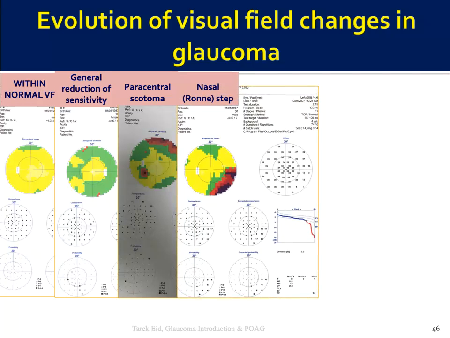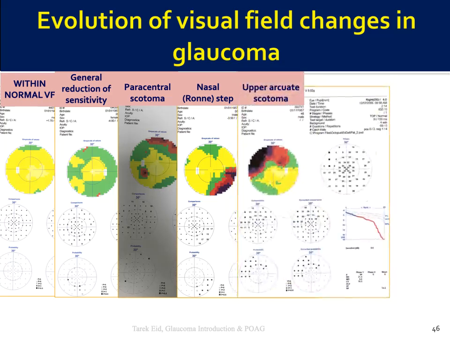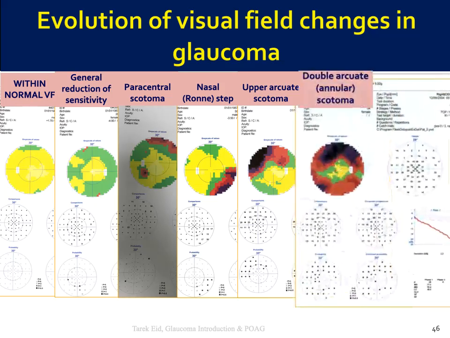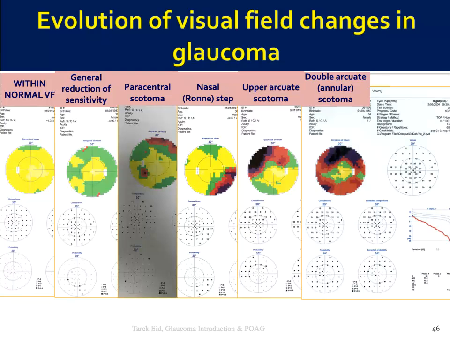Another patient has a nasal defect or a nasal step, a localized peripheral contraction in the visual field, and then can have also an annular or upper arcuate scotoma. This is an upper arcuate scotoma which extends from the blind spot to the horizontal raphe in the other way.